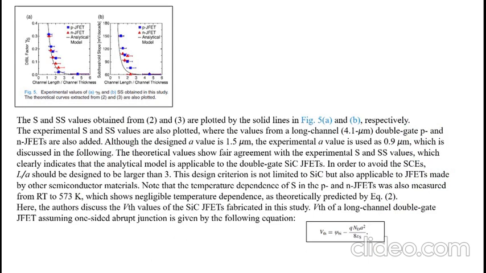The S and SS values, where SS also means the subthreshold slope, obtained from equations 2 and 3 are plotted by the solid lines. Respectively, the experimental S and SS values are also plotted, where the values from a long channel 4.1 μm double gate p- and n-JFET are also added. The designed a value is 1.5 μm. The experimental a value is used as 0.9 μm, which is discussed in the following.